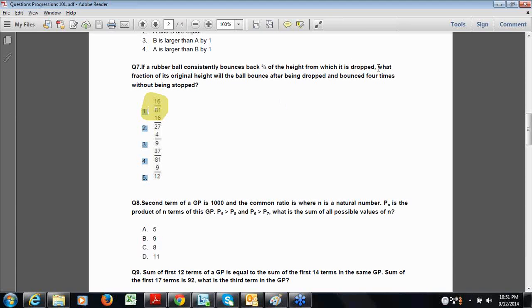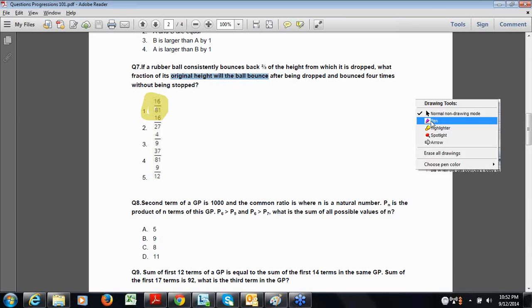What it is saying is, if a rubber ball consistently bounces 2/3 of the height from which it is dropped, so the value is from which it is dropped. What fraction of the original height will the ball bounce after being dropped and bounced 4 times? So it's the fraction of original height it is asking.